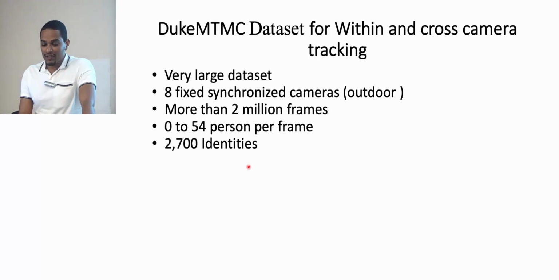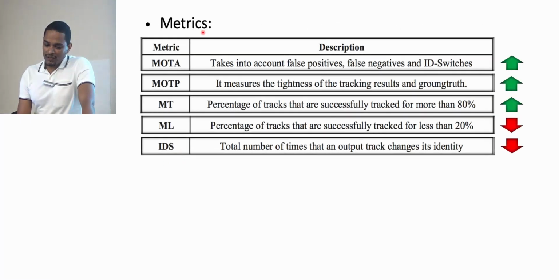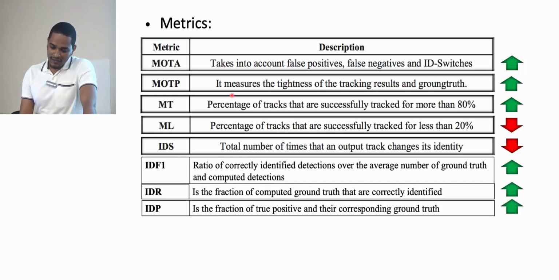To show you some experimental results, we evaluated our approach on one of the largest datasets in multi-target multi-camera tracking, Duke MTMC, which has 8 cameras and around 2 million frames with 2,700 identities in it. These are the metrics used to evaluate within-camera tracking accuracy. The green arrow shows the higher the better, and the red arrow shows the lower the better for those metrics. The last 3 are used to evaluate across-camera performance.